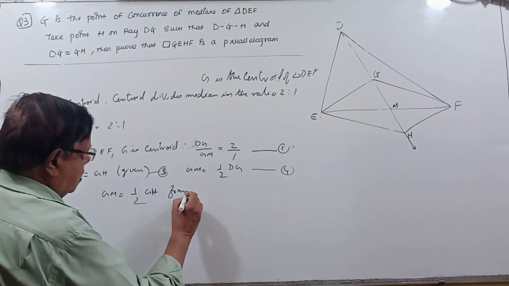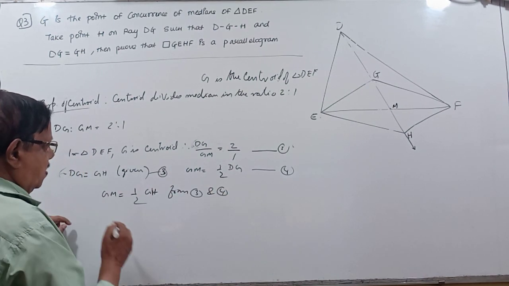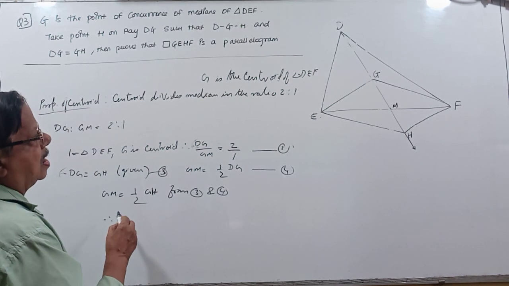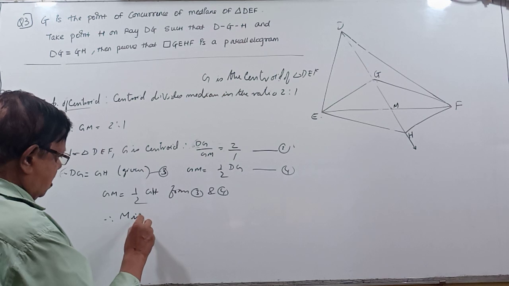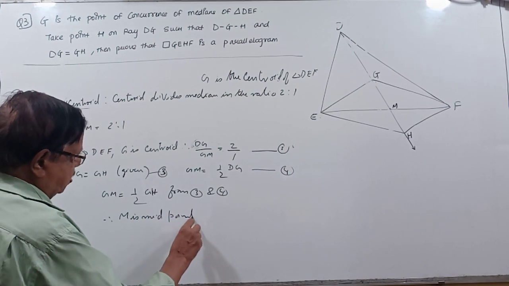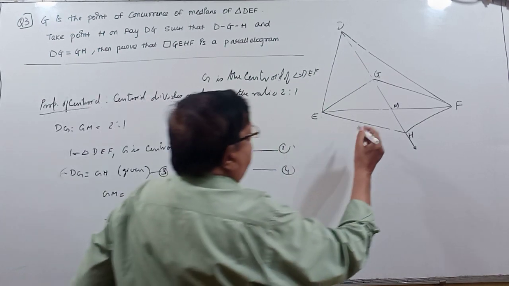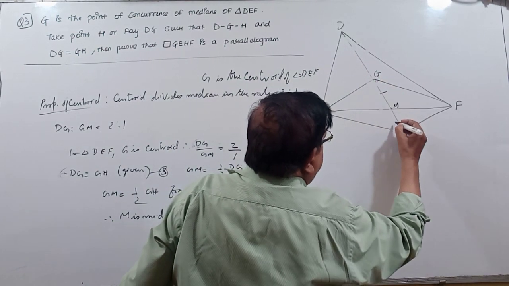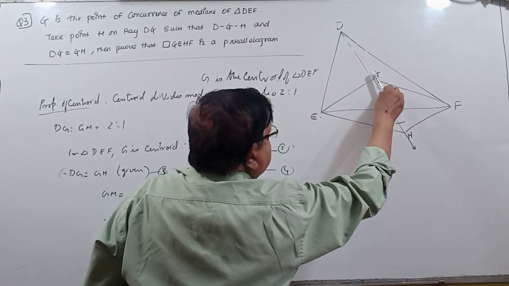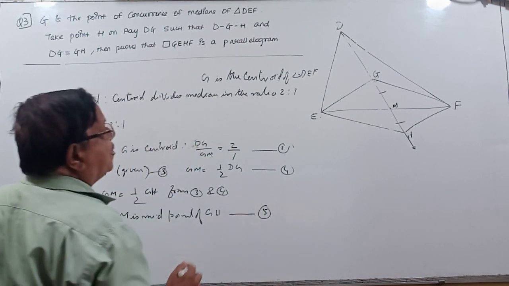From 3 and 4, this is very important. GM is equal to half of GH. Therefore, M is the midpoint of GH. If it is the midpoint of GH, this is equal to this. This is statement number 5.